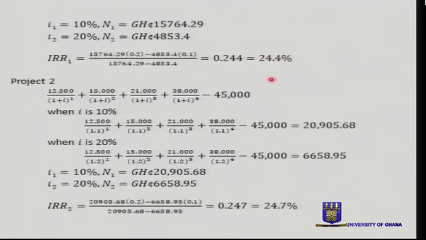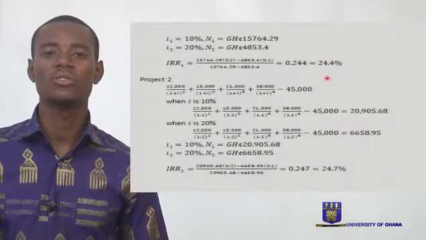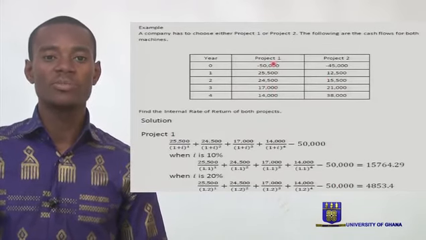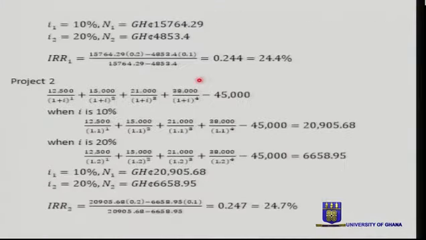Now, take this. Once you're practicing, if you have some time at your disposal, go to this question. Evaluate all these expressions at 24.4. You would have zero as your NPV. So try it and you would see.